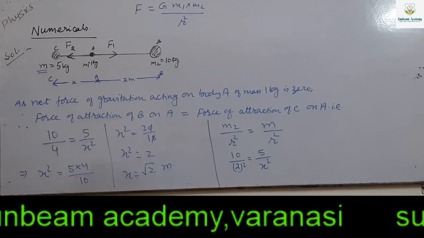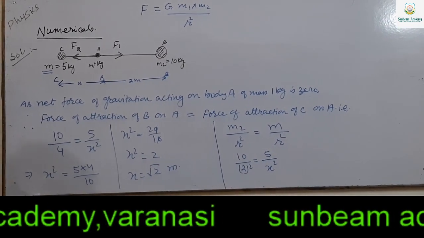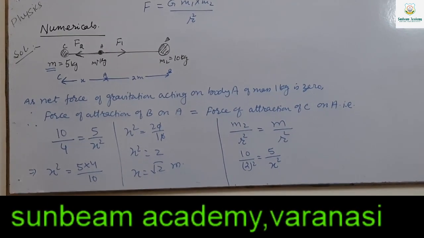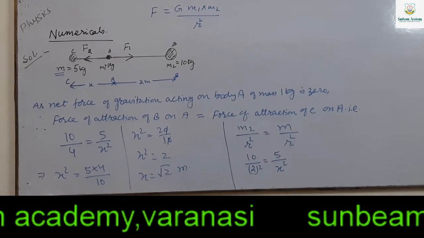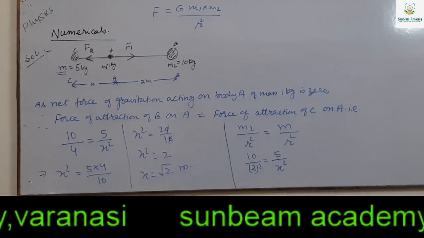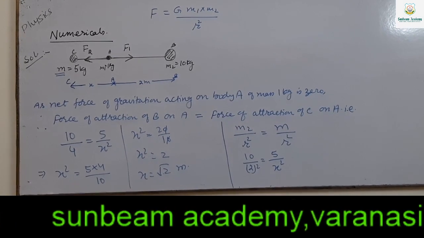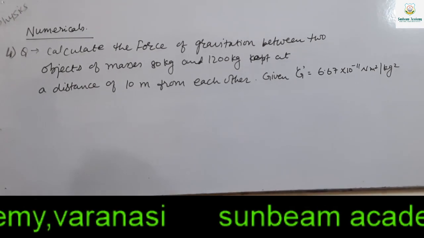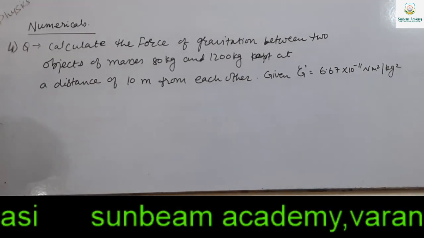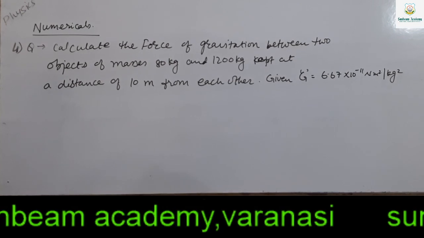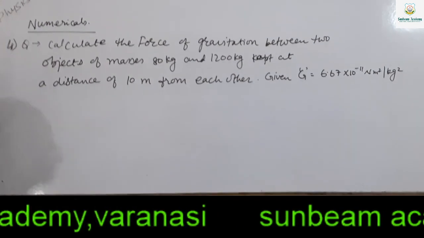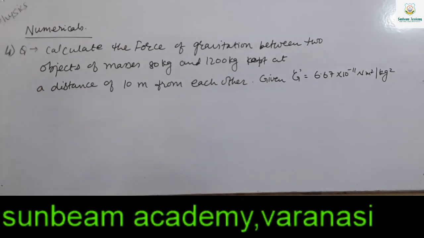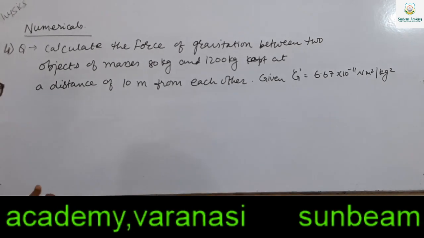Now let us see the next numerical in your copy. Now let us see the fourth numerical. Calculate the force of gravitation between two objects of masses 80 kg and 1200 kg kept at a distance of 10 meter from each other. Given G is equal to 6.67 into 10 to the power minus 11 Newton meter square per kg square.